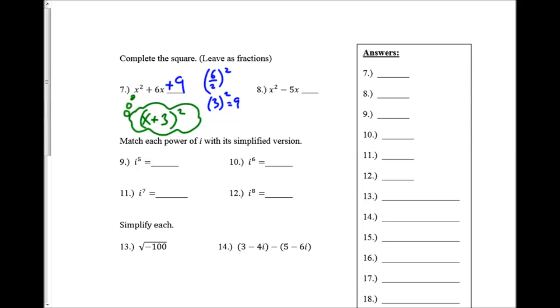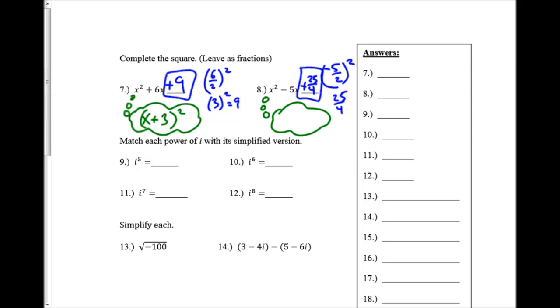For the next one, I do the same thing. I do the negative 5 divided by 2 and square it. So that's negative 5 squared, which is 25, and 2 squared, which is 4. So there's going to be a plus 25 fourths. Okay? And really, that's what I'm looking for here. That's my answer. Completing the square is just the act of creating that. But again, if you were to check it by factoring, you'll find out that this factors into x minus 5 halves, squared.